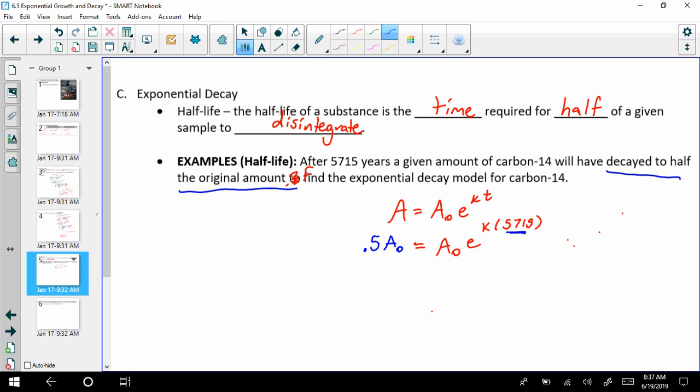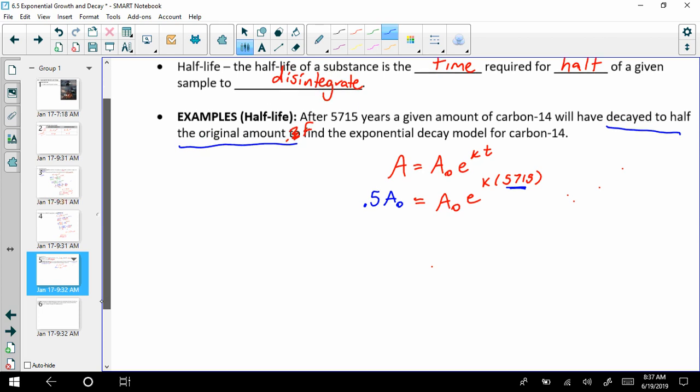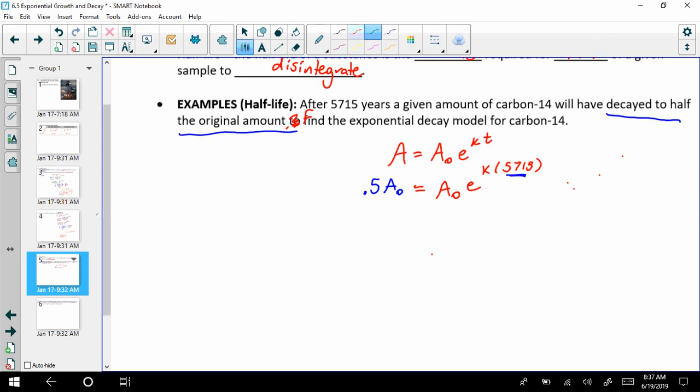Half of the original amount. I know I'm going to be equal to that. I don't know what the original amount was, but I know after 5,715 years, I will have 0.5 of it, or half of it left. So you might say, well, I don't know how we're supposed to solve this. There are way too many variables. Well, something beautiful is going to happen.